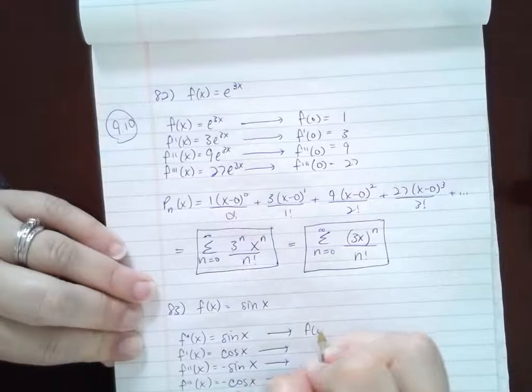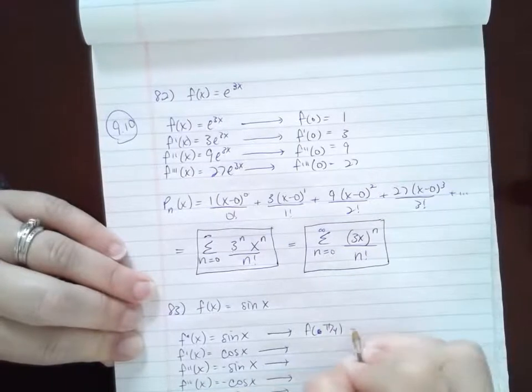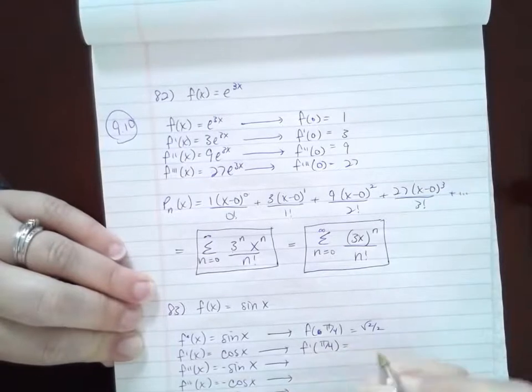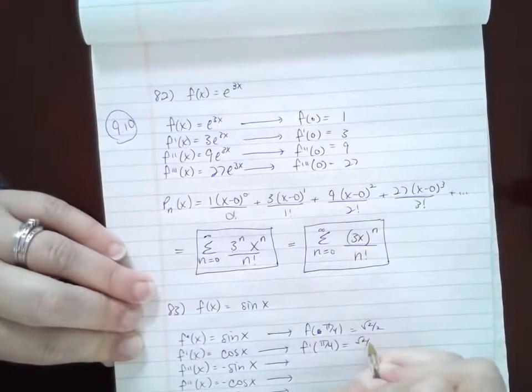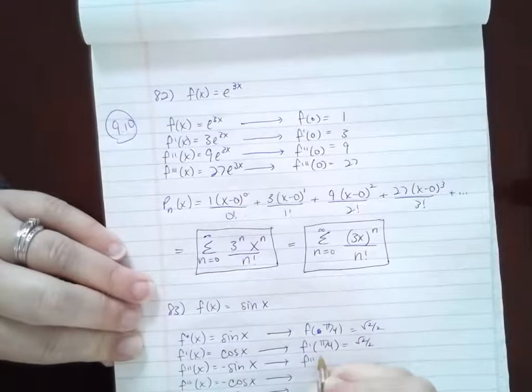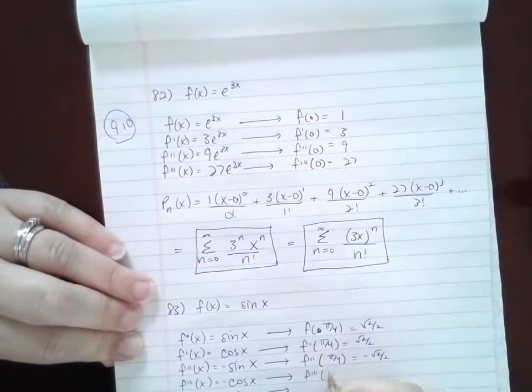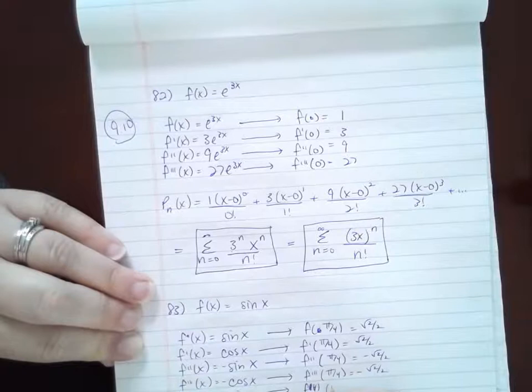If I evaluate my original at pi over 4, I get root 2 over 2. If I evaluate my derivative at pi over 4, I get root 2 over 2. If I evaluate my second derivative at pi over 4, I get negative root 2 over 2. Third derivative, I get negative root 2 over 2. Fourth derivative, I get root 2 over 2.